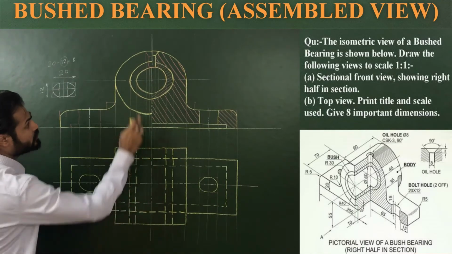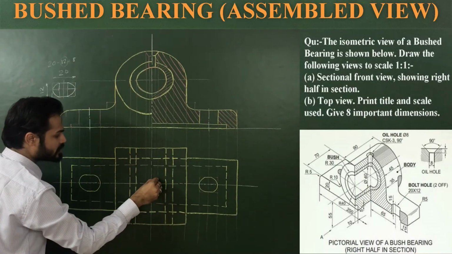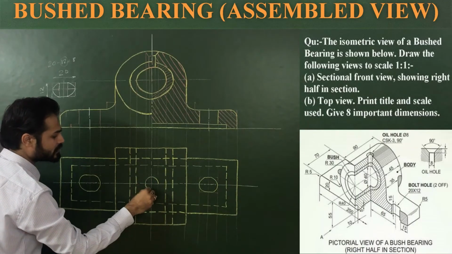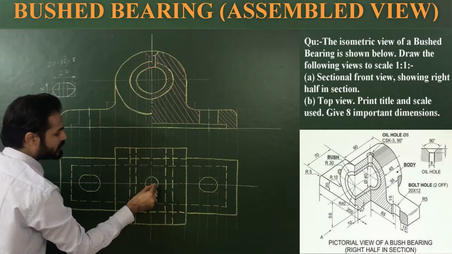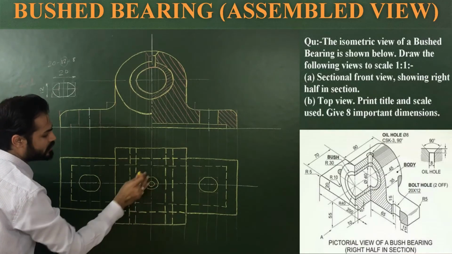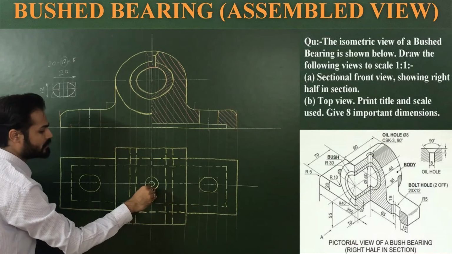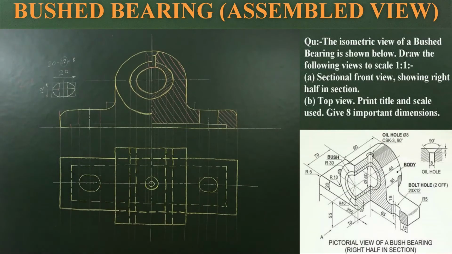Now we have 4 limits: first, second, third, fourth. This is the outer limit for the outer part, so draw a circle of this diameter. Then a second circle of diameter 8, touching these two lines, just draw the circle. And this central point is the center. Now this is the complete top view.